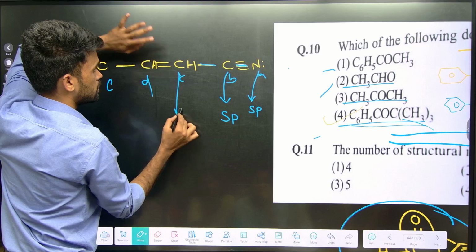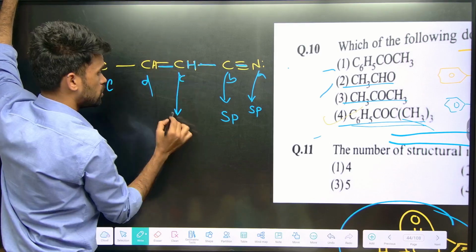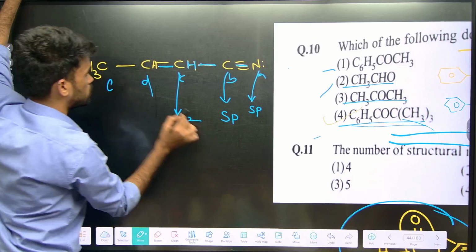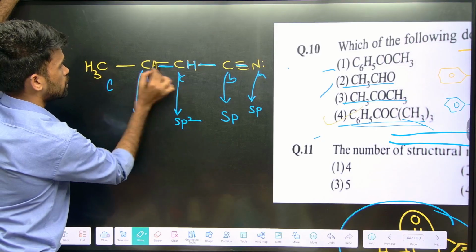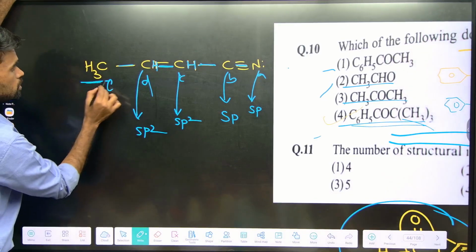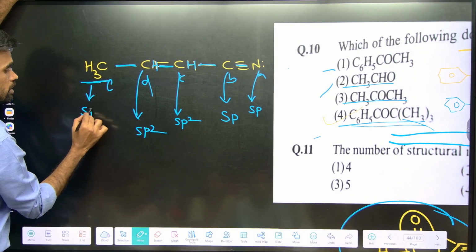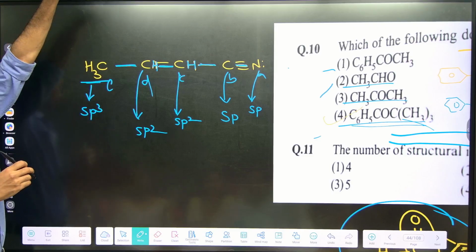What about this? One sigma, two sigma, and hydrogen means also sigma. So three sigmas means sp2. And what about this? 1, 2, 3, sp2. This one, 1, this side 3, 4, sp3. Is this clear, everyone? Okay.